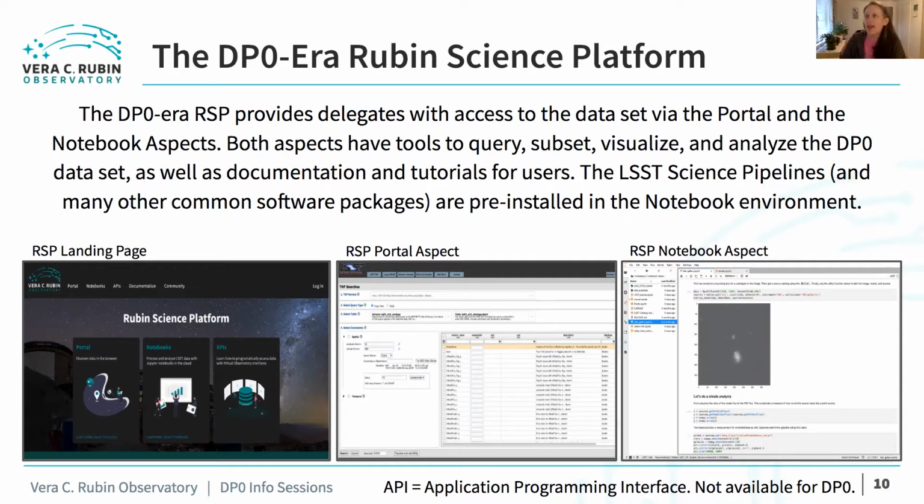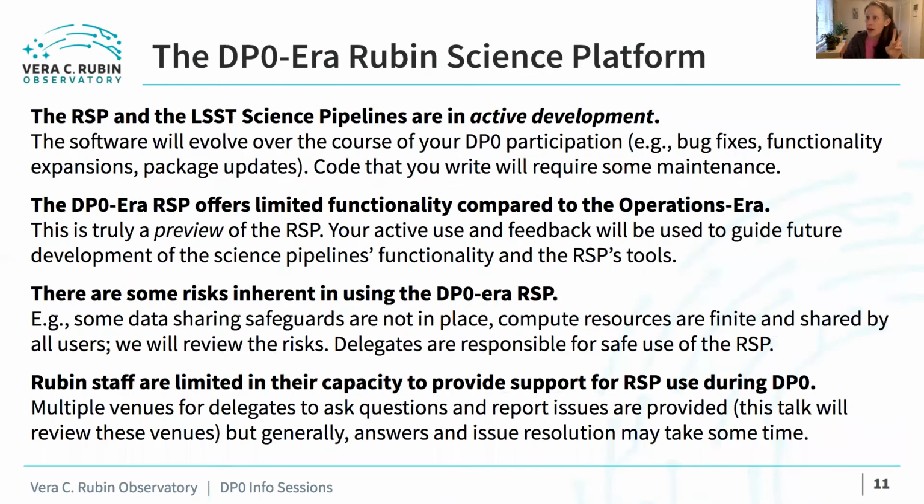So we say here, I'm calling the Rubin Science Platform the DP0 era Rubin Science Platform, and that's because it is still in development and it's going to evolve a lot over the next couple of years, and the one that you use by the time we start operations might look different from the one that is now. So we do want to make sure that we're really clear about what those differences are, and really give you a tour and a list of the things that you need to know in using the current version of the RSP, the DP0 era RSP.